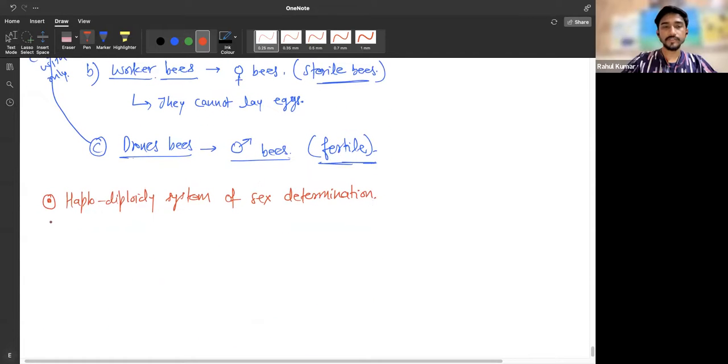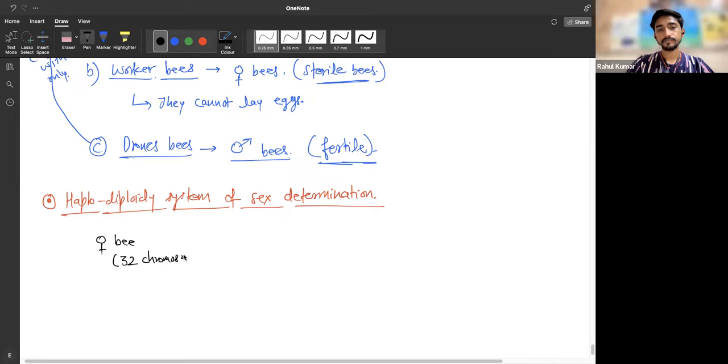Okay. Now the system which is there in bees is called the haplodiploidy system of sex determination. As the name suggests, haplodiploidy means haploid or diploid, right? Let's start with a female, let's start with the queen. The only female bee which can reproduce is a queen bee, right? So if I start with the female bee, it has 32 chromosomes in the body. So the female bee is diploid, this is a 2n number. In this case it will be the queen only, because only the queen can reproduce. So it will have 32 chromosomes.